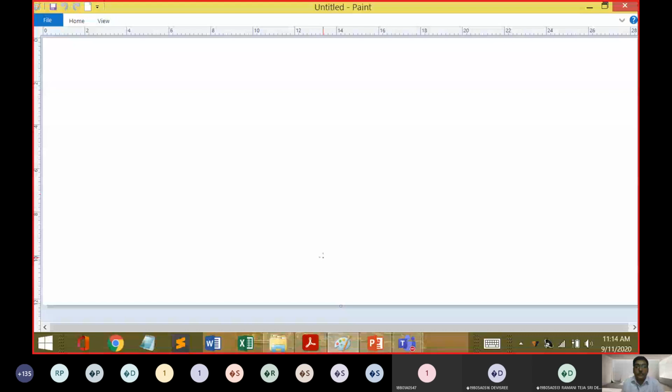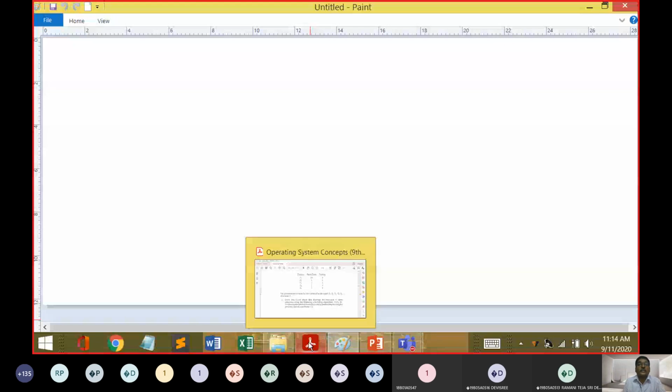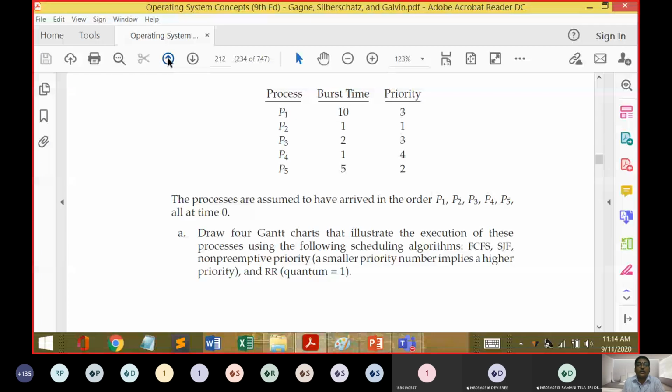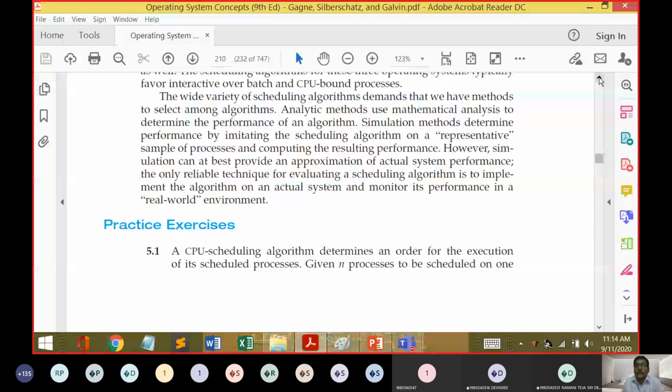One more textbook example is there. This we will discuss and move to the further one. And this we will discuss only the SJF. So this is interesting because we have worked only on non-preemptive scheduling. Now let us work on preemptive scheduling.